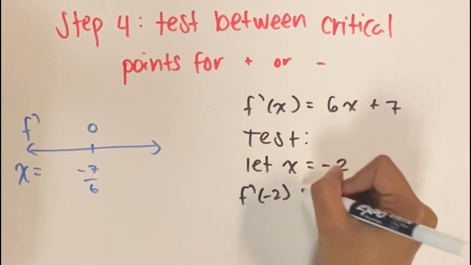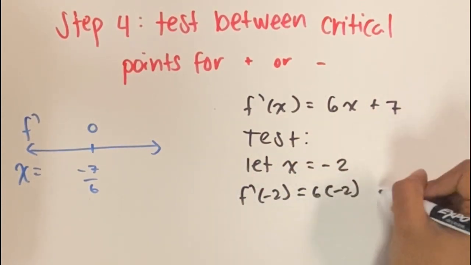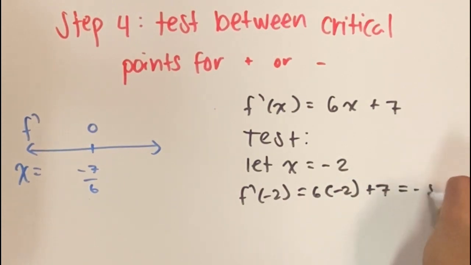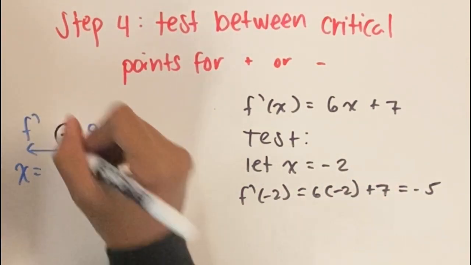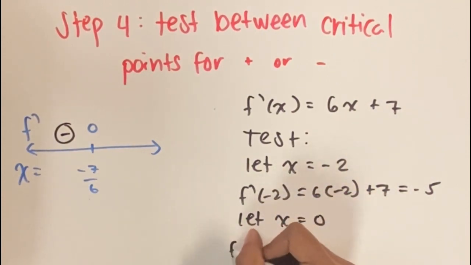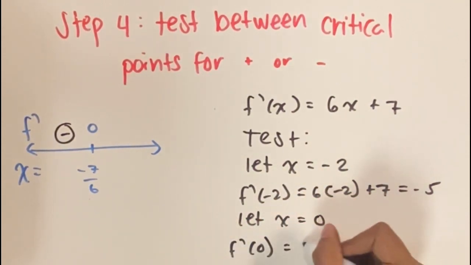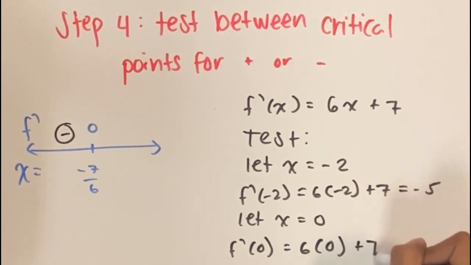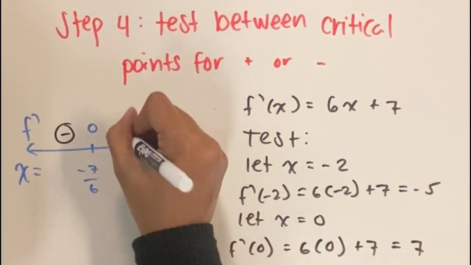Here, we let x equal negative 2 and substitute it into f prime of x. This gives us negative 5. Because negative 5 is negative, we can label the number line above with a negative sign. Similarly, we can let x equal 0, which makes f prime equal to 7. Because 7 is positive, we can label the graph with a positive sign.